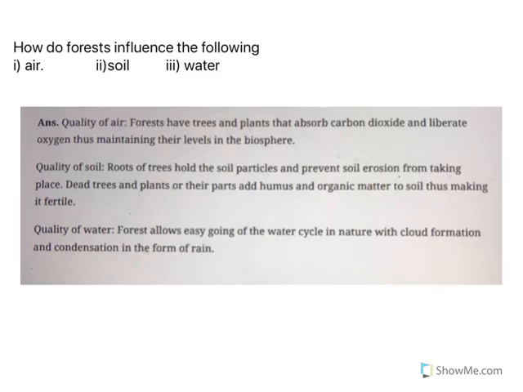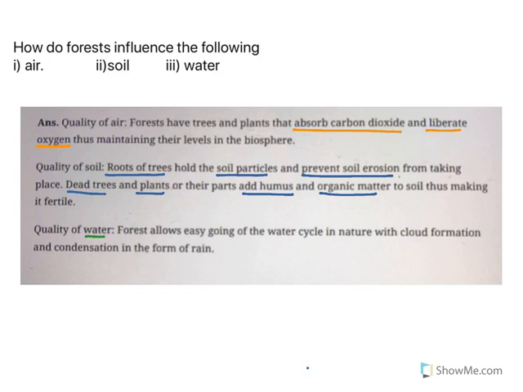How do forests influence the following, like air? The quality of air. Forests have trees and plants that absorb the carbon dioxide and they liberate the oxygen, thus maintaining their levels in the biosphere. Next is the quality of soil. Roots of trees hold the soil particles and they prevent erosion from taking place. Dead trees and plants or parts add humus and organic matter to the soil, thus making it fertile.